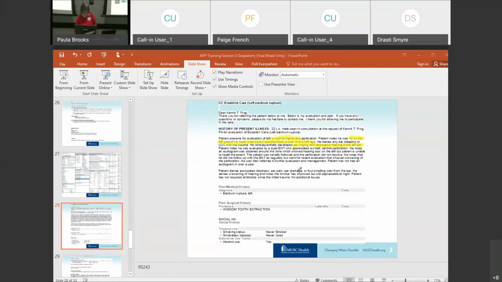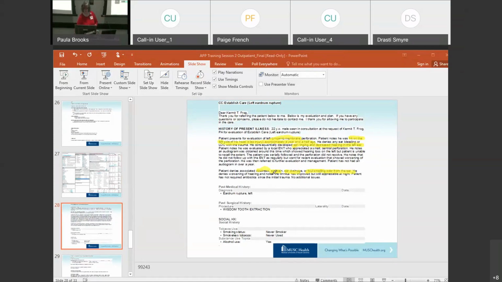Our review of systems. Here we have dizziness, so that's neuro. Ear pain, that's ear, nose, and throat. Ear drainage, that's still ENT. Still ENT here. Denies worsening hearing, notes tinnitus. So essentially, we have 2 review of systems here. We had neuro and we had ear, nose, and throat.